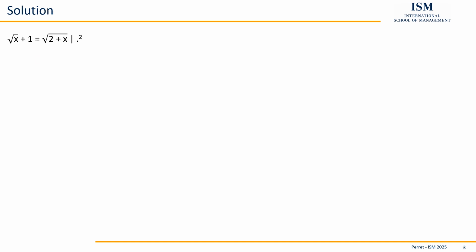If we want to approach an equation like this, it makes sense to first isolate one of the root expressions. So here we do not actually have to do something. We already have the square root of 2 plus x on the right hand side.